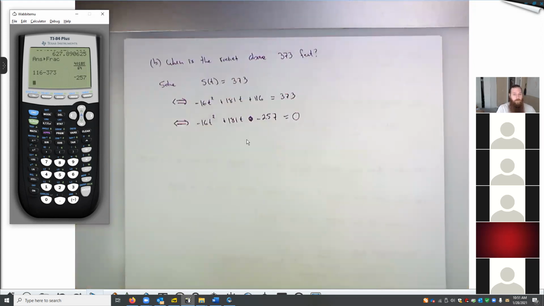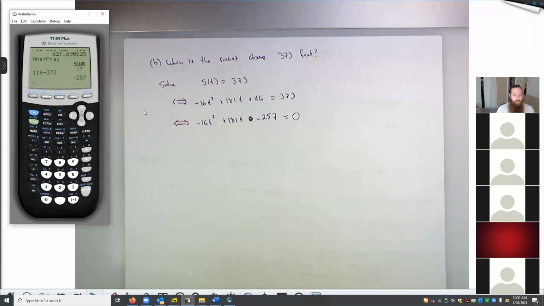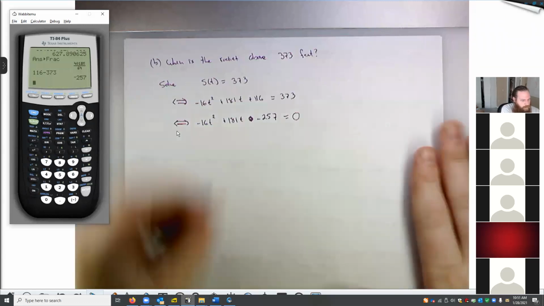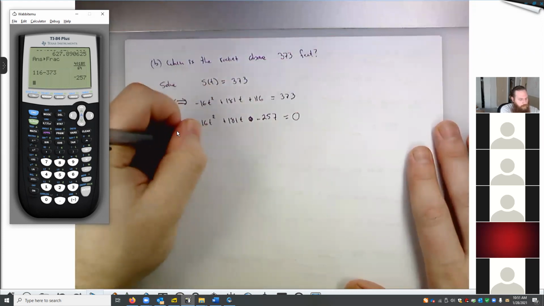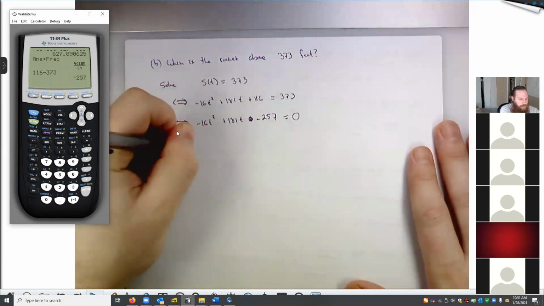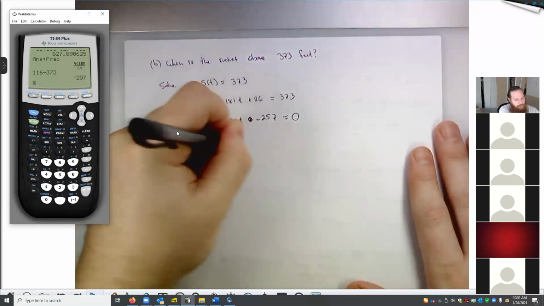Normally I would say, you should try to factor this, right? It's not totally worthless to try and factor this. But odds are it's not going to factor nicely because these are real world numbers. Things generally don't work out nicely with real world numbers. So we'll use the quadratic formula.